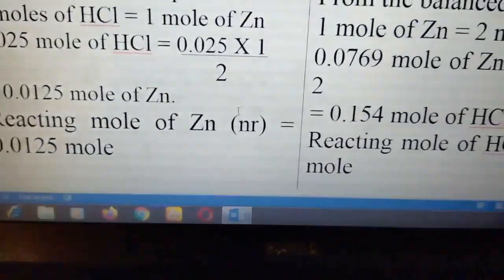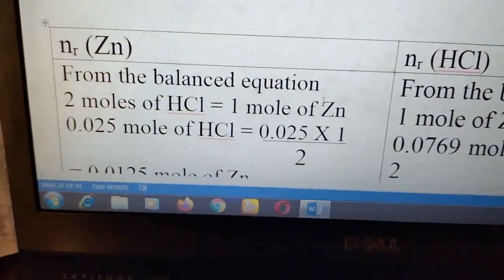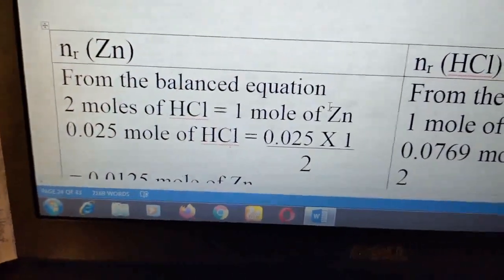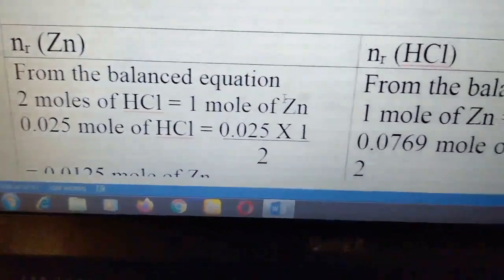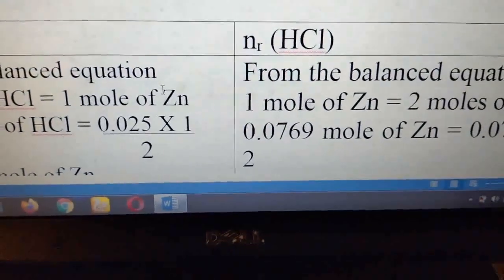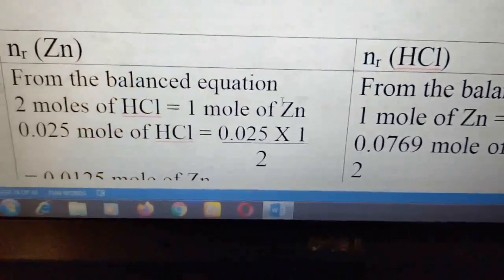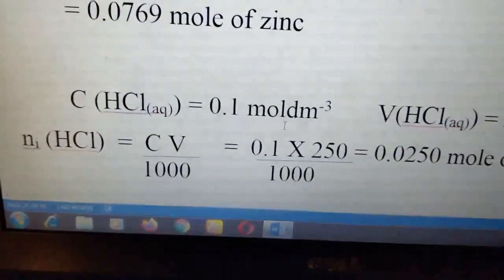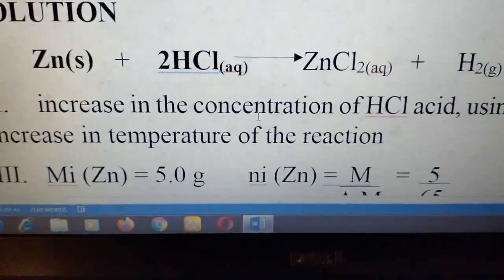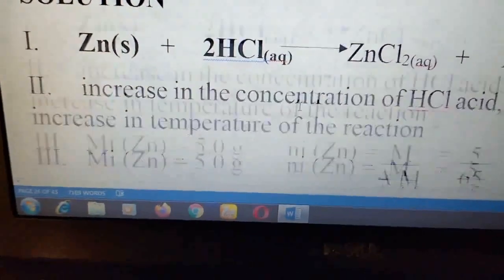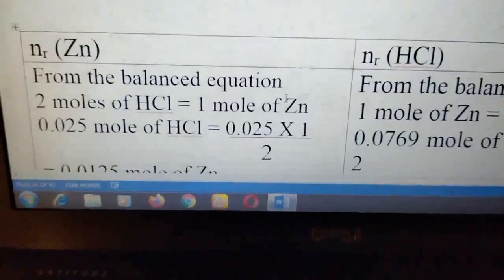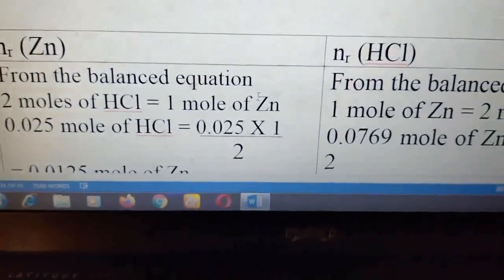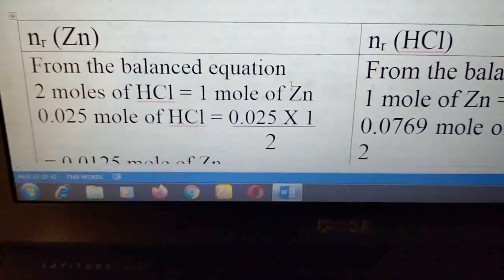So we'll now calculate the reacting mole, Nr, of zinc, or the expected reacting mole of zinc, as the case may be, or the reacting mole of HCl. We work from the balanced equation. We'll connect HCl to zinc. Look at the balanced equation. We'll have 2 moles of HCl to 1 mole of zinc. So from the balanced equation, 2 moles of HCl reacted with 1 mole of zinc.